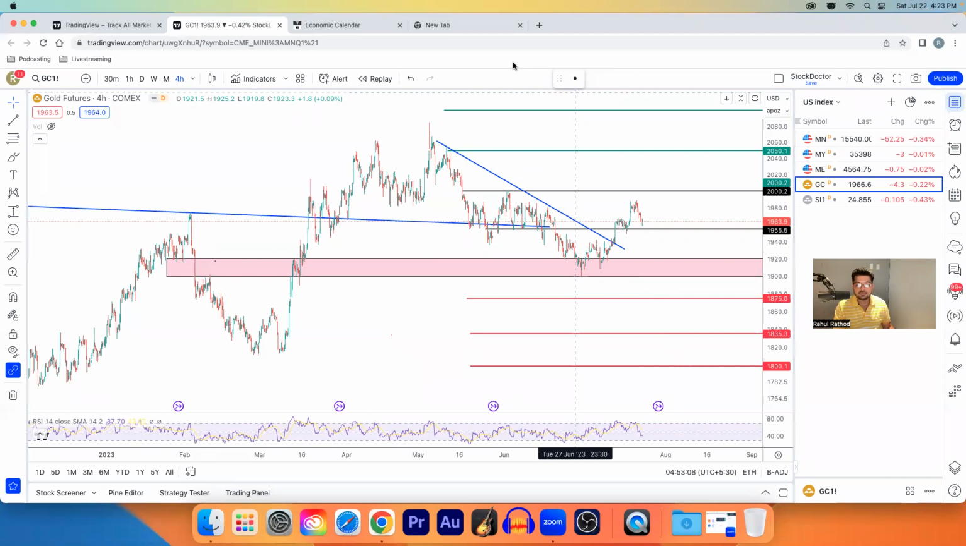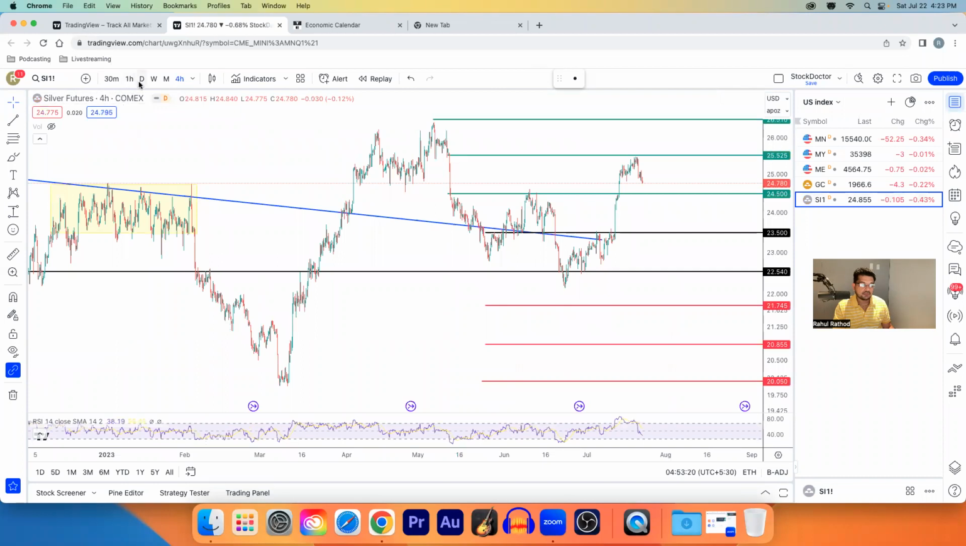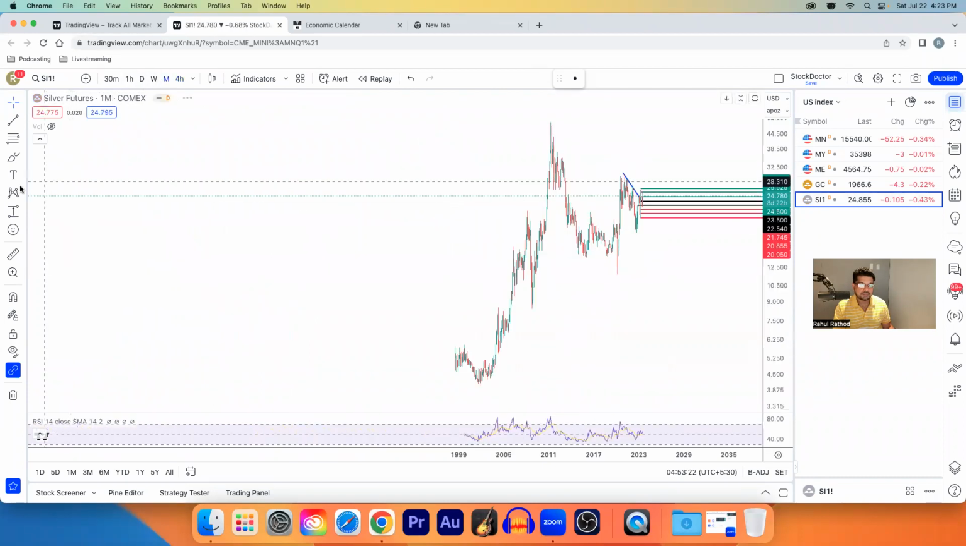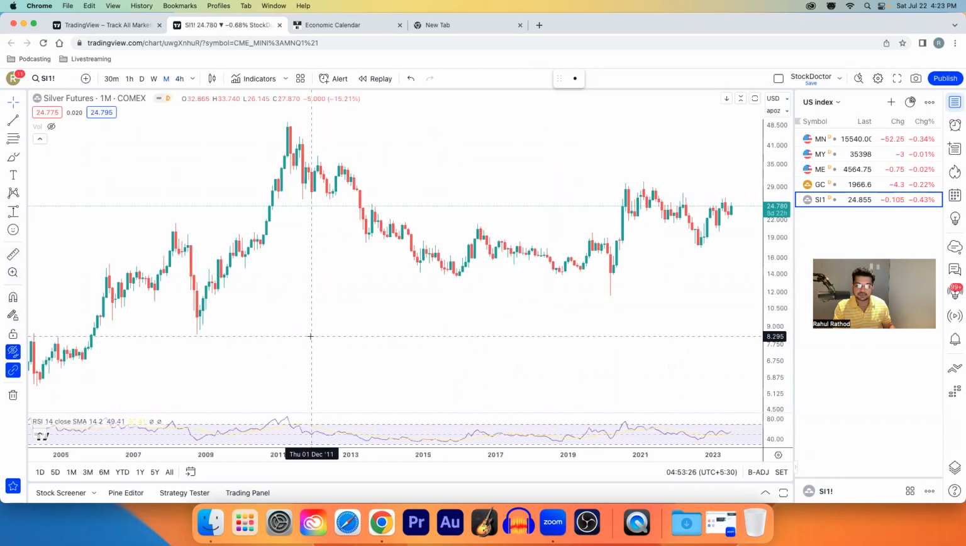For long term, I'm looking for the target of 2600. It needs to stay above 2000 for that. So let's go ahead and talk about the last commodity, silver. For silver, we will do the monthly analysis first. On the monthly time frame, let's see what it wants to say.